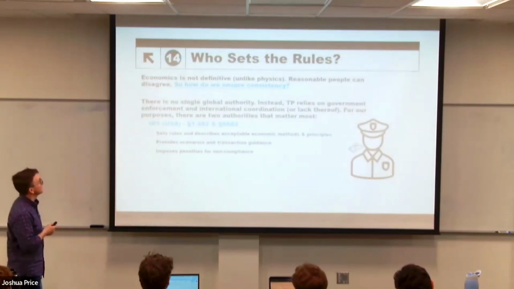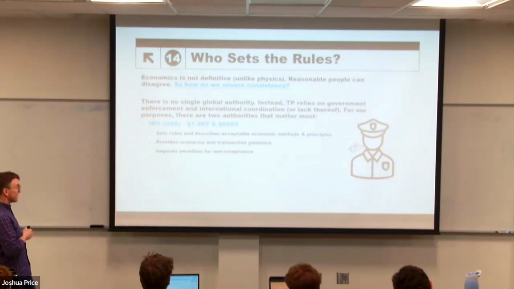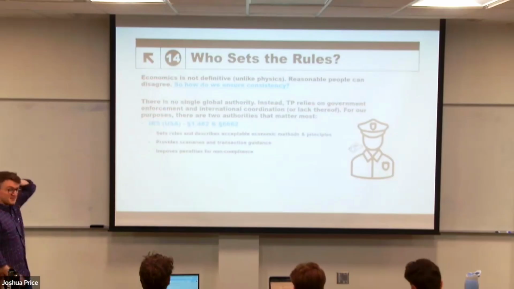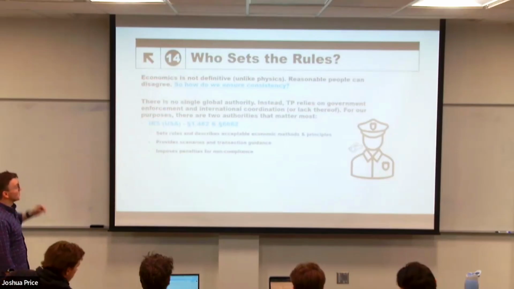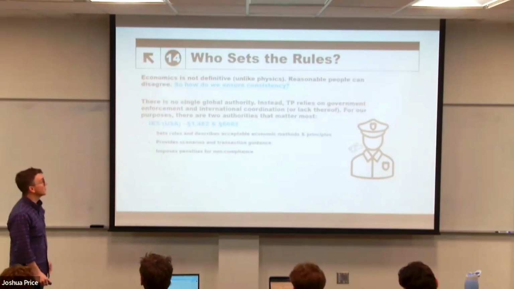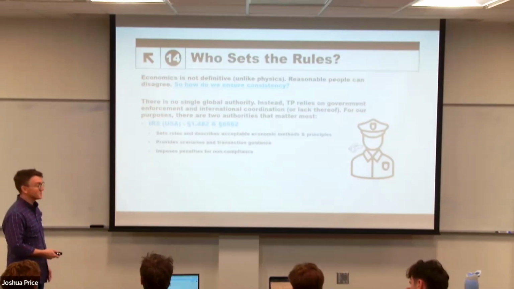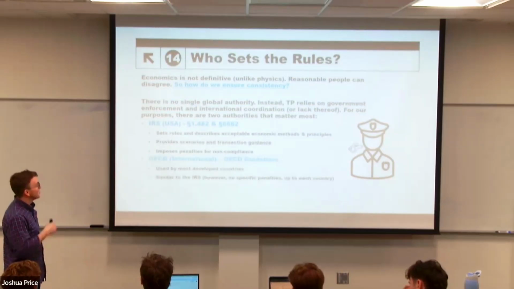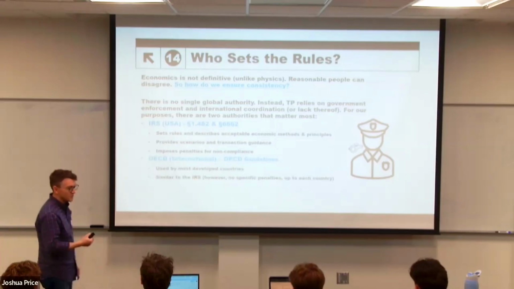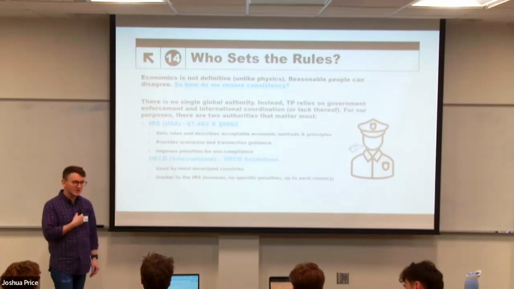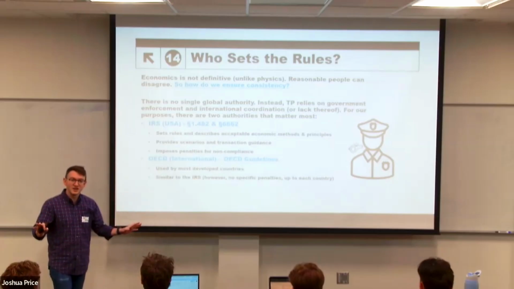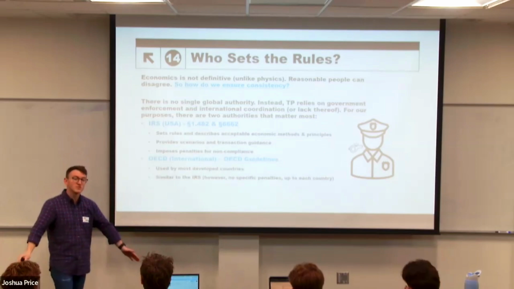Cool. Good stuff. Okay, so who sets the rules? Economics is not a definitive subject, unlike physics. Everything's up for interpretation. Reasonable people can disagree. So how do you ensure consistency with something that people could argue over for all time? There's no single global authority for transfer pricing, but generally from my perspective and in my daily job, there are really just two schools of thought, two rule books essentially, that I follow, even though there are lots of subsegments underneath it.